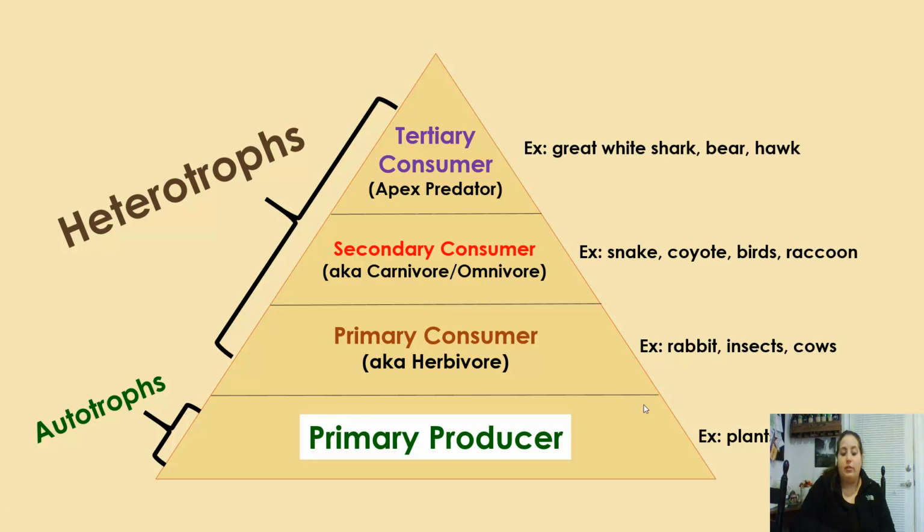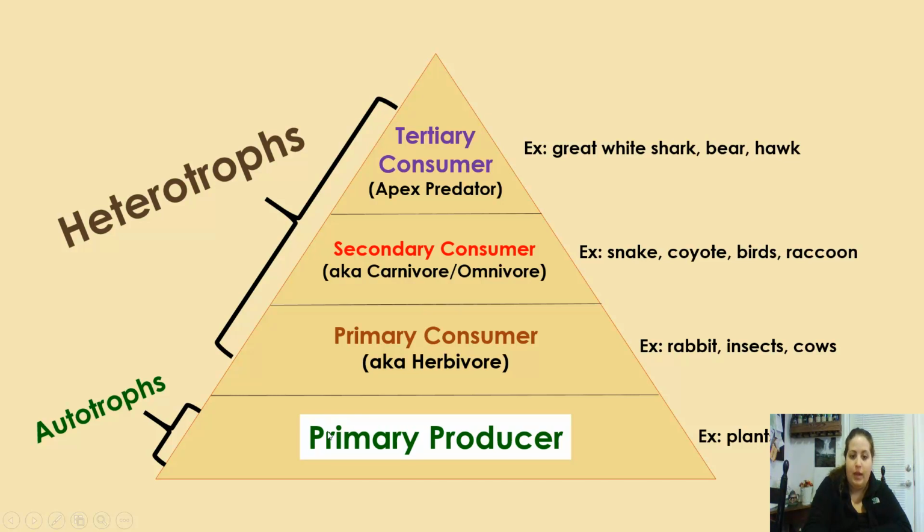Now your primary consumer is going to be eaten by your secondary consumer, either a carnivore or an omnivore. Examples could be a snake, a coyote, a raccoon. And then at the very top of your pyramid you have your tertiary consumer, your apex predator. These usually don't have anything that eats them. Things like your great white shark, a bear, or a hawk. They can be carnivores or omnivores. So all of our consumers, the tertiary, the secondary, and the primary, are our heterotrophs, and the producers are the autotrophs.